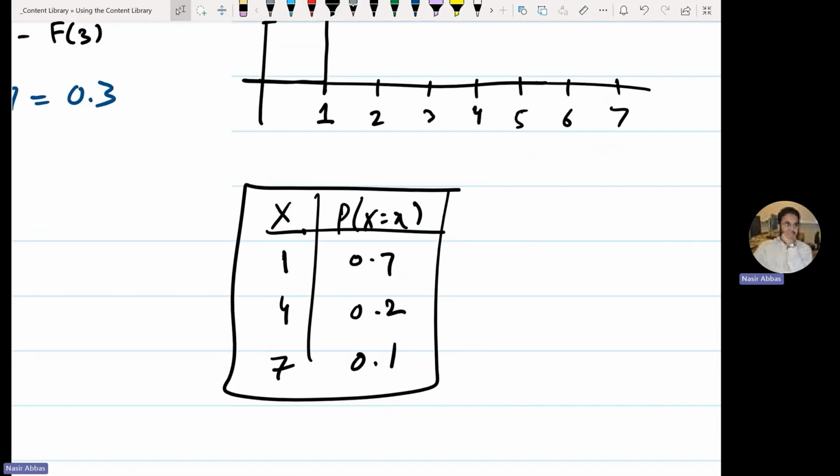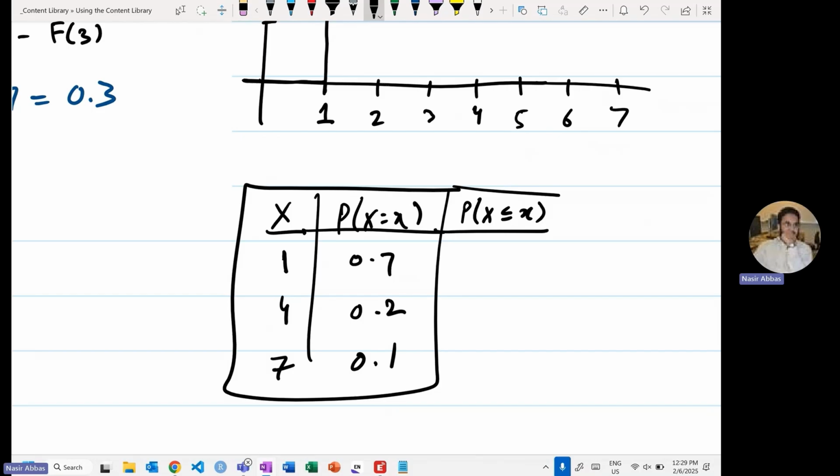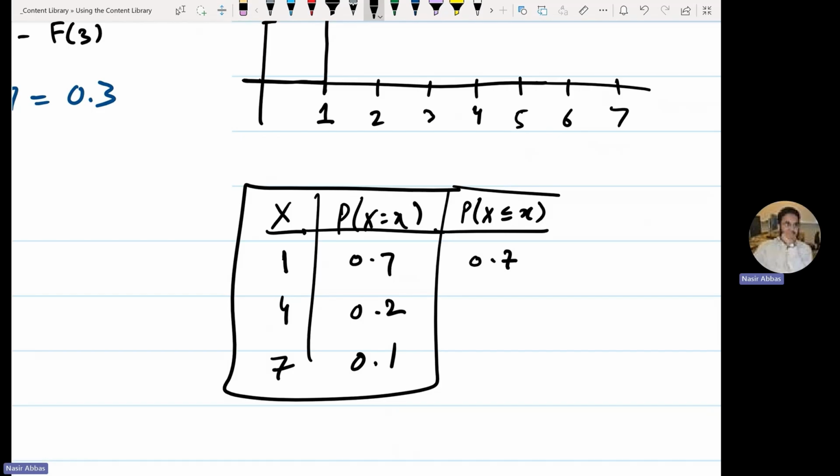From here also, if you want to go back to the CDF, that means probability X less than or equal to x, keep adding downwards. 0.7, 0.7 plus 0.2 is 0.9, then 0.1. Do you get the same function back? Yes.